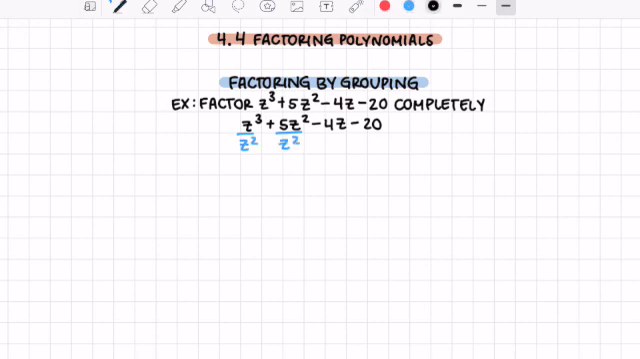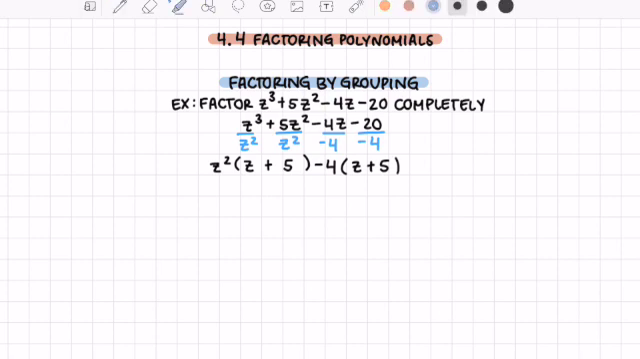I can see here that I could divide z to the power 2 by both of them. If I do that, I'm going to take the z to the power 2 on the outside, leave it there, and I'm going to be left with z plus 5. And then for the other two terms, I have here negative 4z and negative 20. Both of them can be divided by negative 4, so I'll take out a negative 4 from both. When I take out negative 4, I'm left with z plus 5.